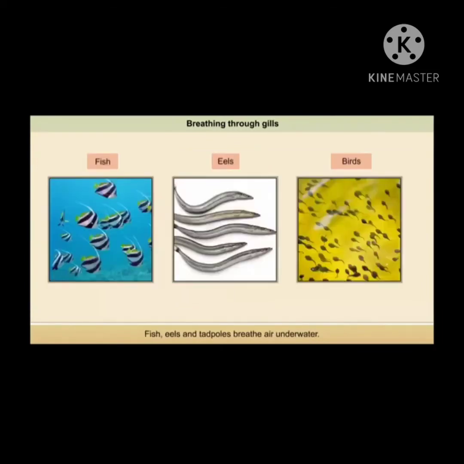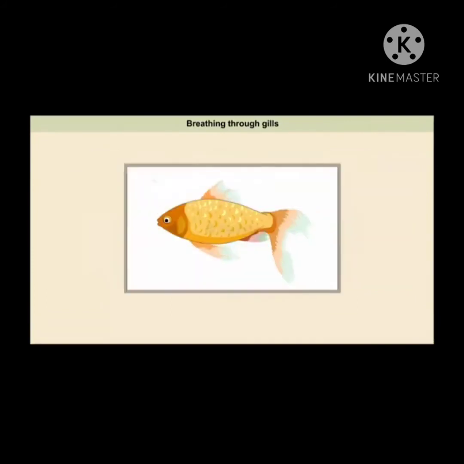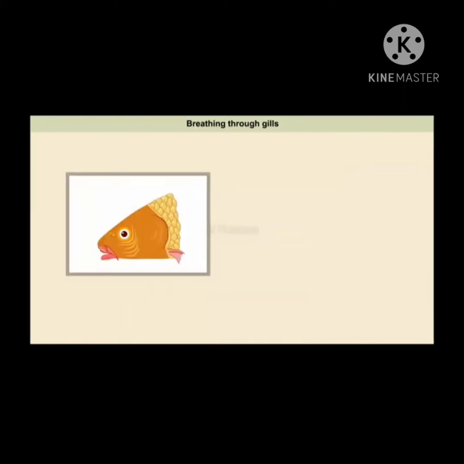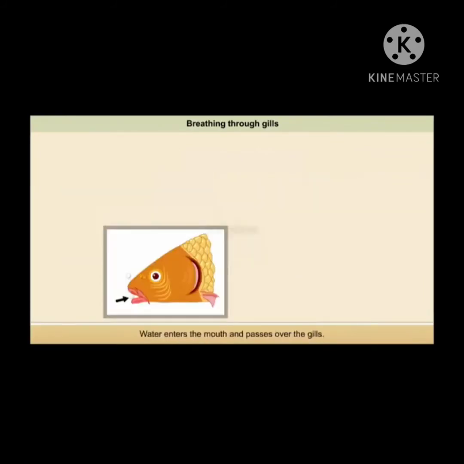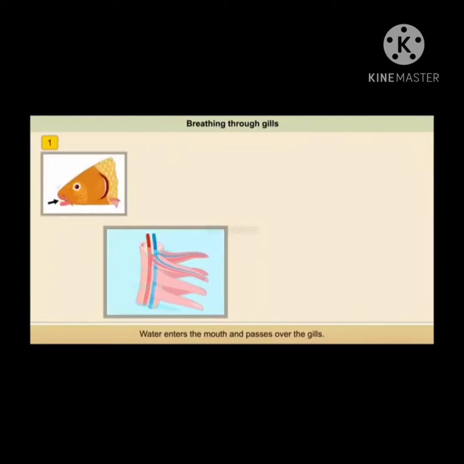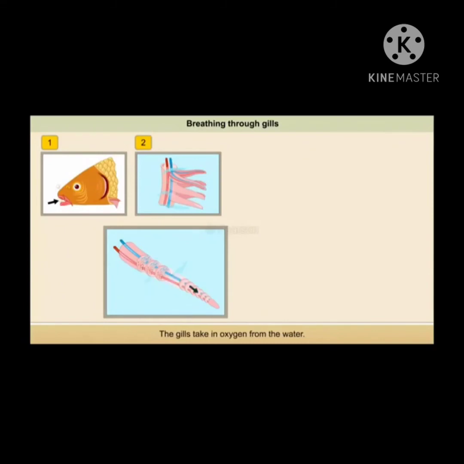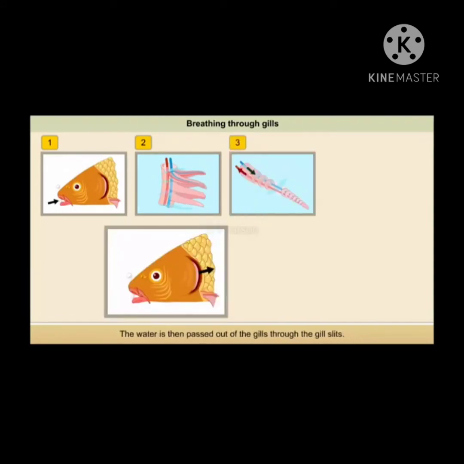Fish, eels, and tadpoles breathe air underwater. When you see a fish opening and closing its mouth, you are actually seeing it breathe. Instead of lungs, fish and other aquatic animals have a pair of gills. The gills contain filaments. These filaments receive a good supply of blood. Water enters the mouth and passes over the gills. The gills take in oxygen from the water. At the same time, carbon dioxide in the blood passes into the water. The water is then passed out of the gills through the gill slits.